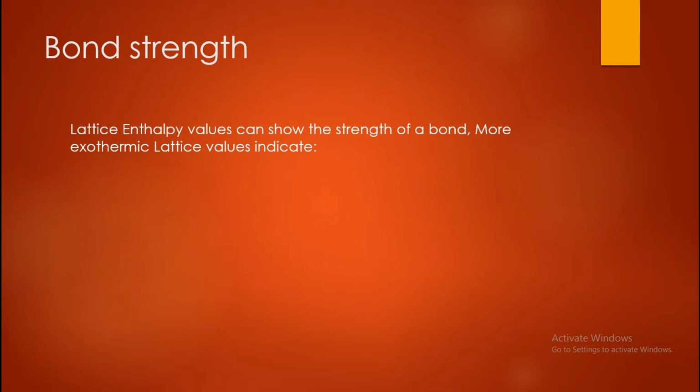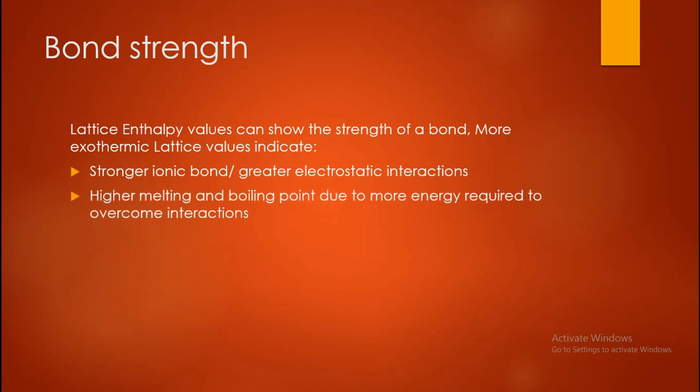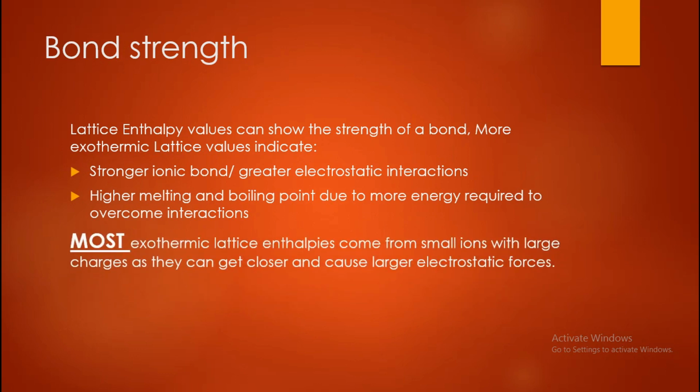Lattice enthalpy values can show the strength of a bond. More exothermic values indicate, firstly, stronger ionic bonds or greater electrostatic interactions. Secondly, higher melting and boiling points due to more energy required to overcome interactions. Lastly, we know that the most exothermic lattice enthalpies come from small ions with large charges, as they can get closer and cause larger electrostatic forces.